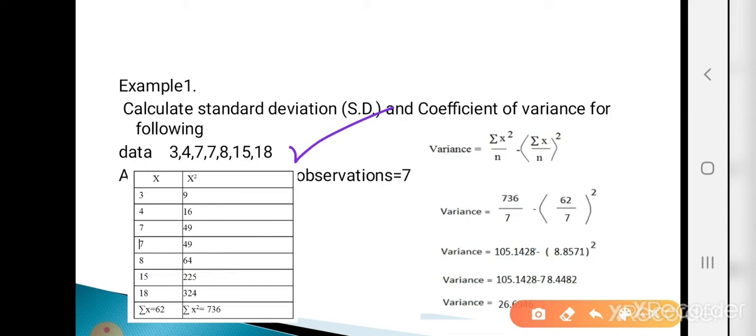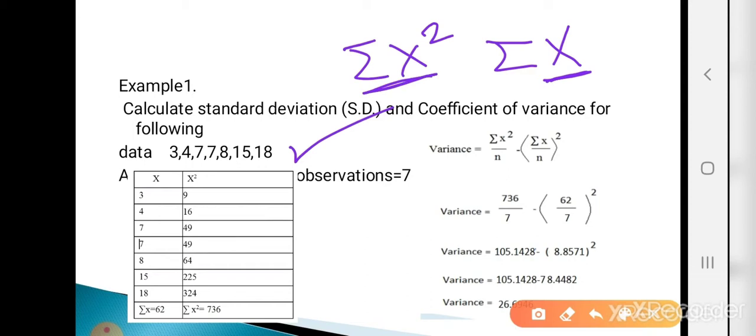So first calculate the variance. How to calculate the variance? Variance formula is summation x square divided by small n minus (summation x upon n) square, where small n is the number of observations and the value is 7. What is summation x square and what is meant by summation x? Summation x means sum of values of x, that is sum of the column of x. And summation x square means sum of squaring all the values of x, that means sum of the column of x square. So we need to make the column x square.